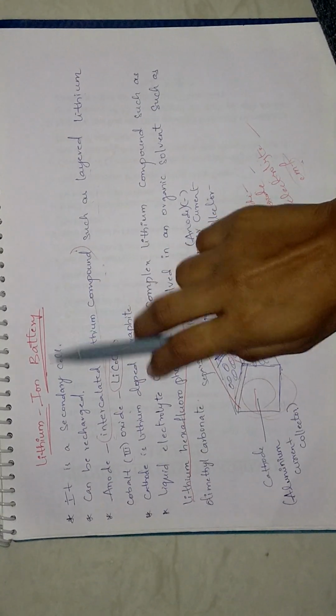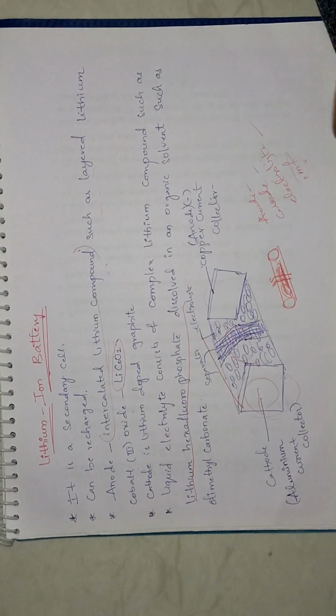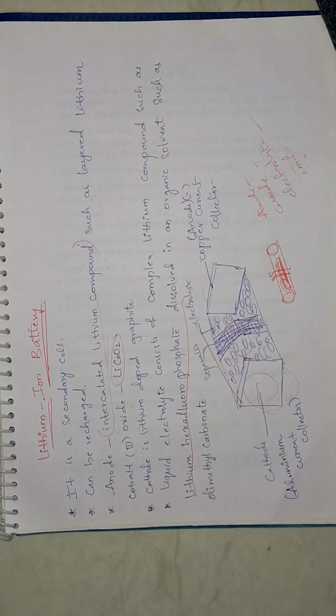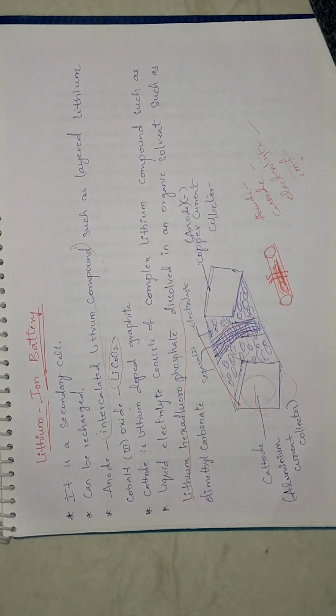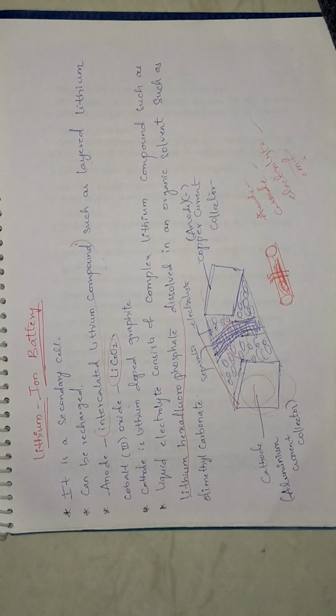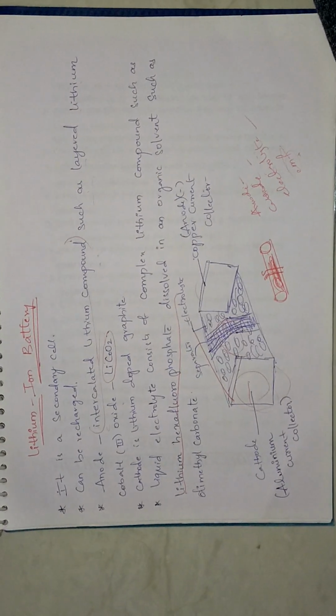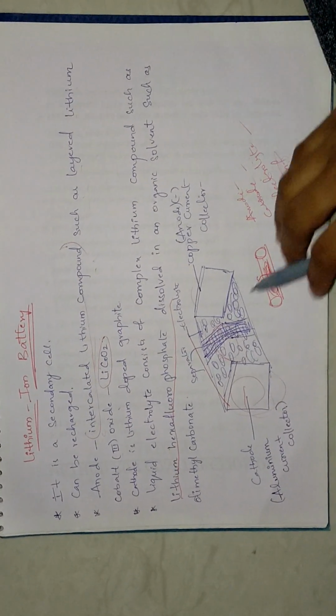So the lithium ion battery is a secondary cell. That means it can be recharged and reused. Once the battery stops producing EMF or is not able to produce the EMF, we have to recharge it again, and after recharging we can reuse it, right?